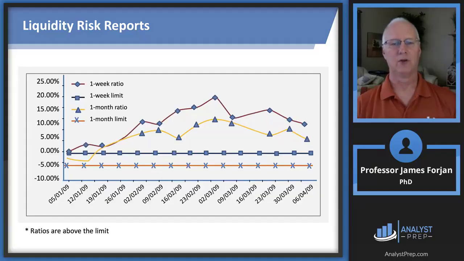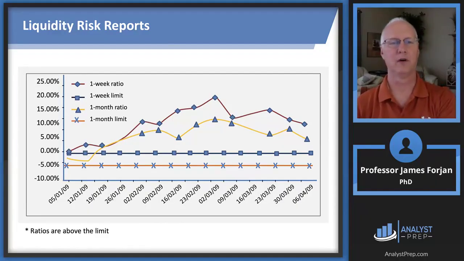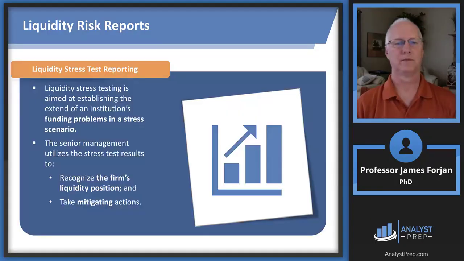We can also do something similar by computing some kind of liquidity ratio over a 1 week or a 1 month time period. Notice we've got these limits here. There's some X limits and some block limits. Those are a 1 week limit and a 1 month limit. And so notice that these ratios are all above those limits, going from May of 09 to June of 09. So we've got that time period covered in this liquidity risk report.